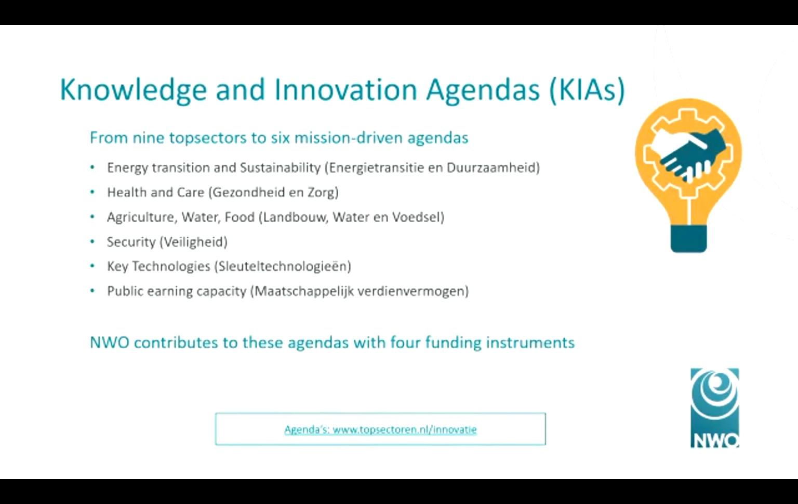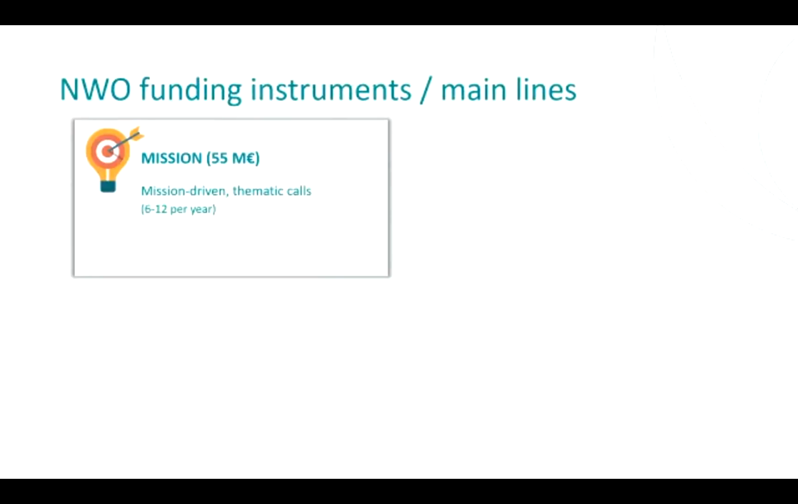NWO contributes to these agendas with 4 funding instruments. I already announced that, and I want to take you shortly through these 4 main lines. The first line is the mission line. Actually, this is where this key technologies call falls into. There's annually 55 million budget for all these calls, 6 to 12 per year, which is 1 to 2 for each KIA.